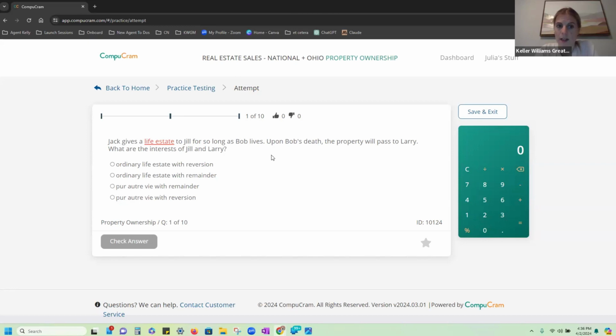So Jack gives a life estate to Jill for so long as Bob lives. Upon Bob's death, the property will pass to Larry. What are the interests of Jill and Larry? And the definition of a life estate is a freehold estate that lasts only as long as a specified person lives. That person is referred to as the measuring life.